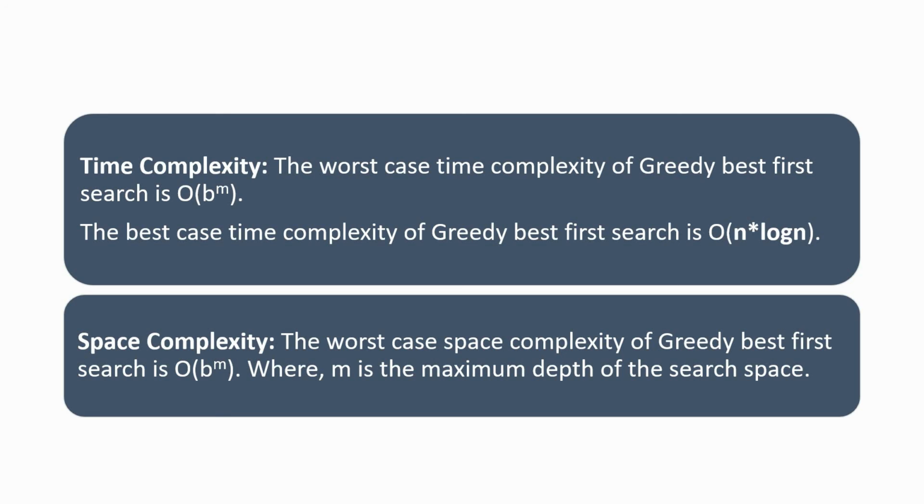The time complexity of best first search for the worst case is O(b^m). And the best case time complexity of greedy best first search is O(n log n). For the space complexity, the worst case space complexity of greedy best first search is O(b^m), where m is the maximum depth of the search space.